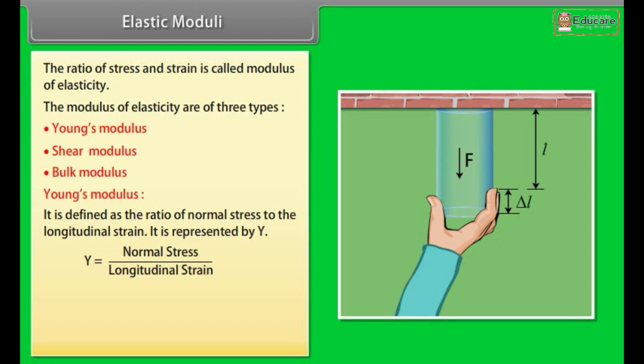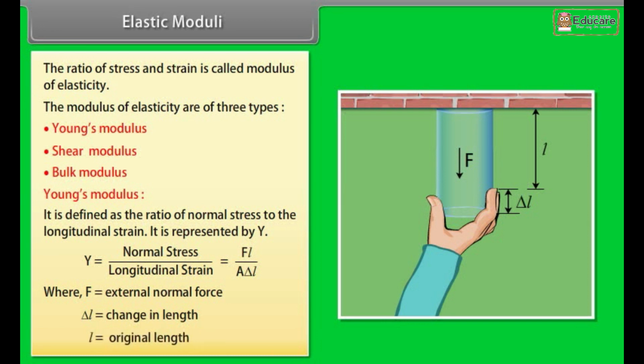Y is equal to normal stress upon longitudinal strain, which is equal to F into L divided by A into delta L, where F is equal to the external normal force, delta L is equal to the change in length, and L is equal to the original length.